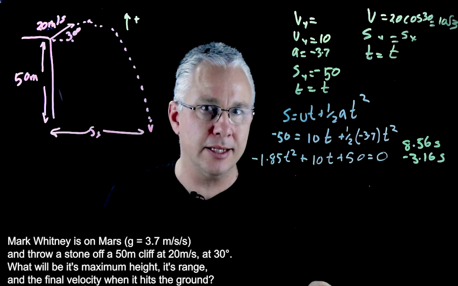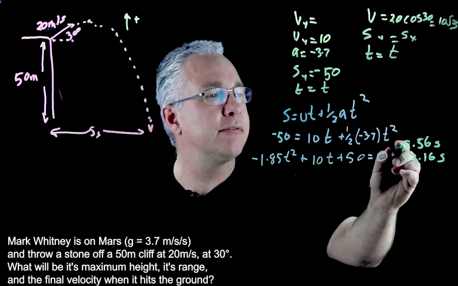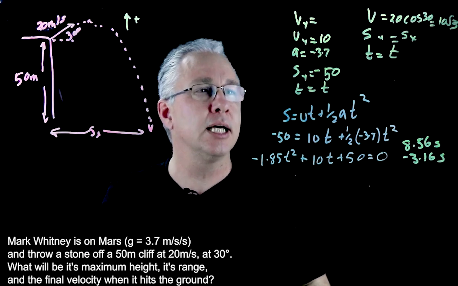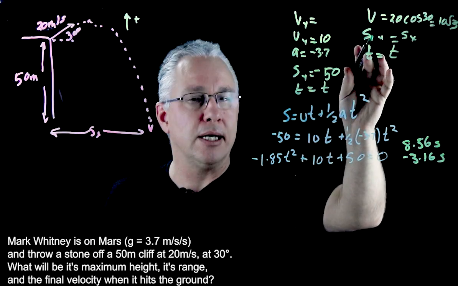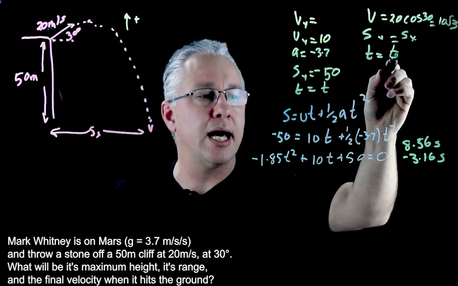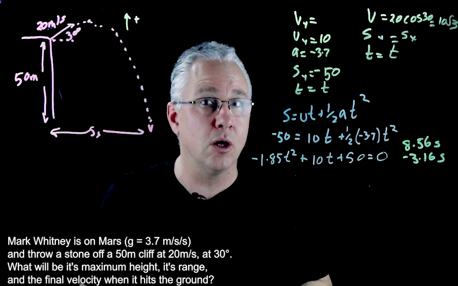Now clearly time cannot be negative. So you can't go backwards in time. So our answer for our time is 8.56. And then, of course, you can solve the actual range by substituting the 8.56 into here, which I'm going to do again in a moment in the longer method.